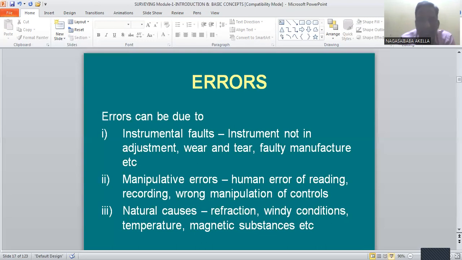And wrong manipulation of controls. So vertical control, horizontal control, if you manipulate them wrongly, it also comes under manipulative errors. Third one is natural error.